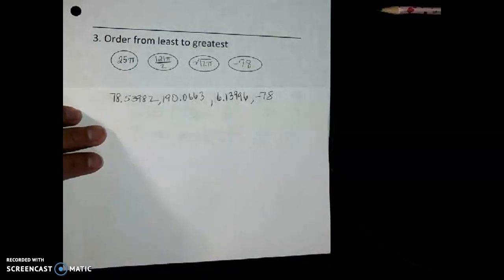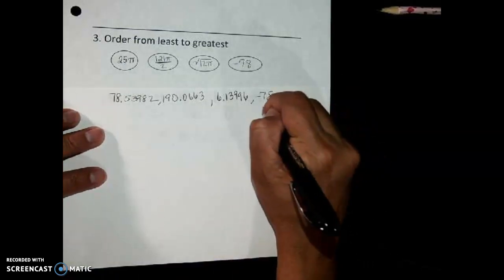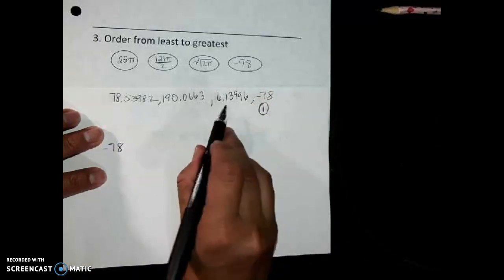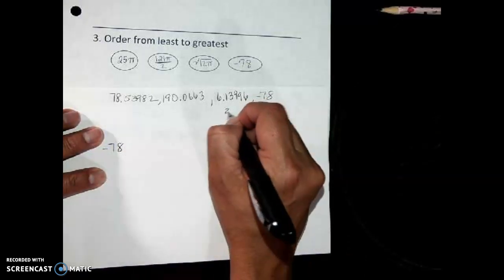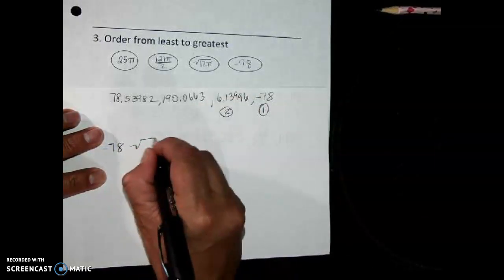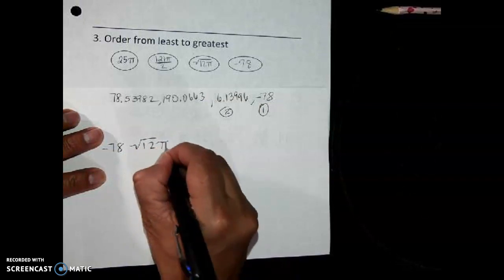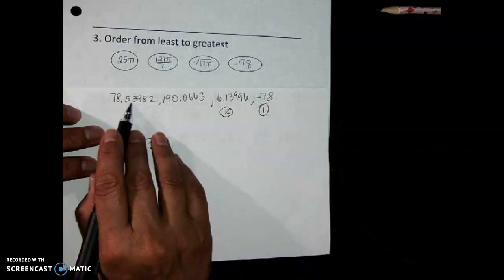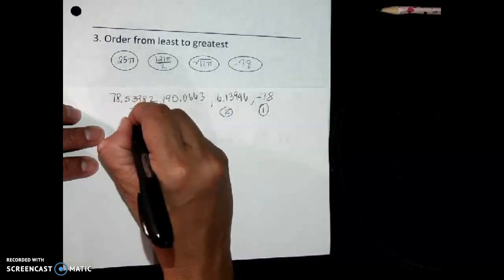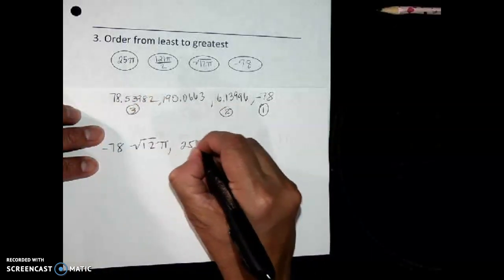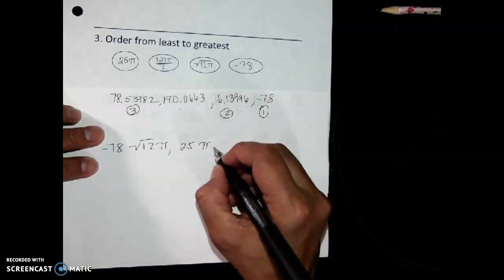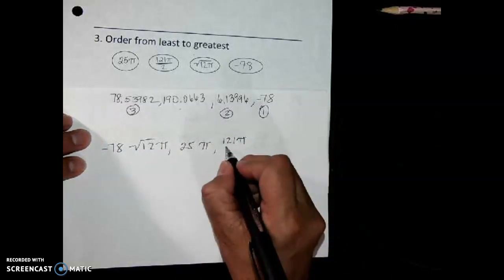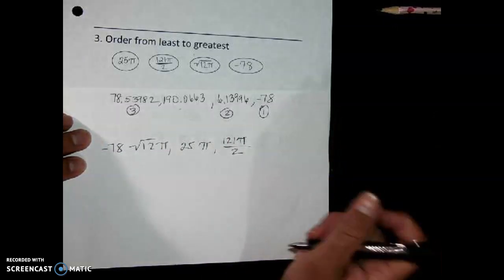So the smallest number is going to be a negative. I'm going to write negative 78. The next one is going to be 6.1, which is square root of 12 pi. The next one is going to be 78.53, which is 25 pi. And then, of course, the last one, which is 21 pi over 2. Okay, now I'm going to give you some.